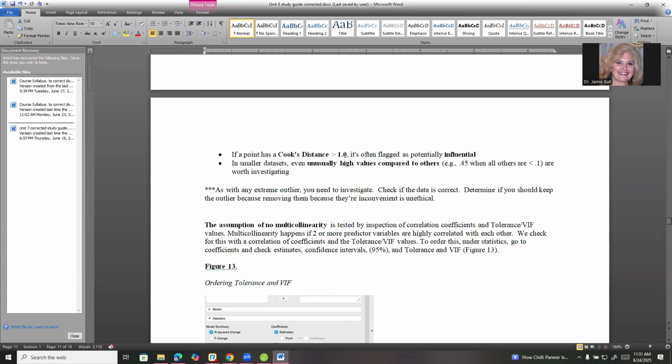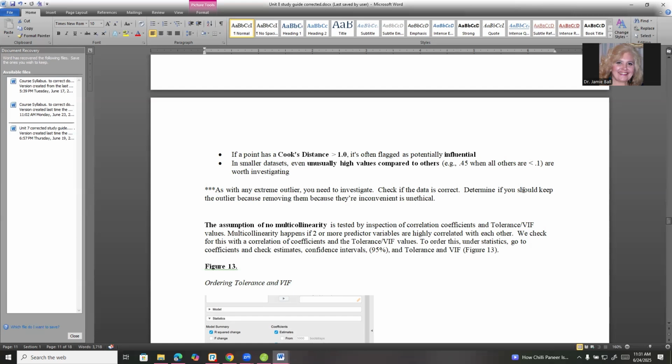So if Cook's distance is greater than 1, it's possibly influential. And in small data sets, even unusually high values, like say 0.45 when all of them are around 0.1, might be causing problems too. So with an outlier, we usually investigate. First, we check and make sure that the data point is correct.